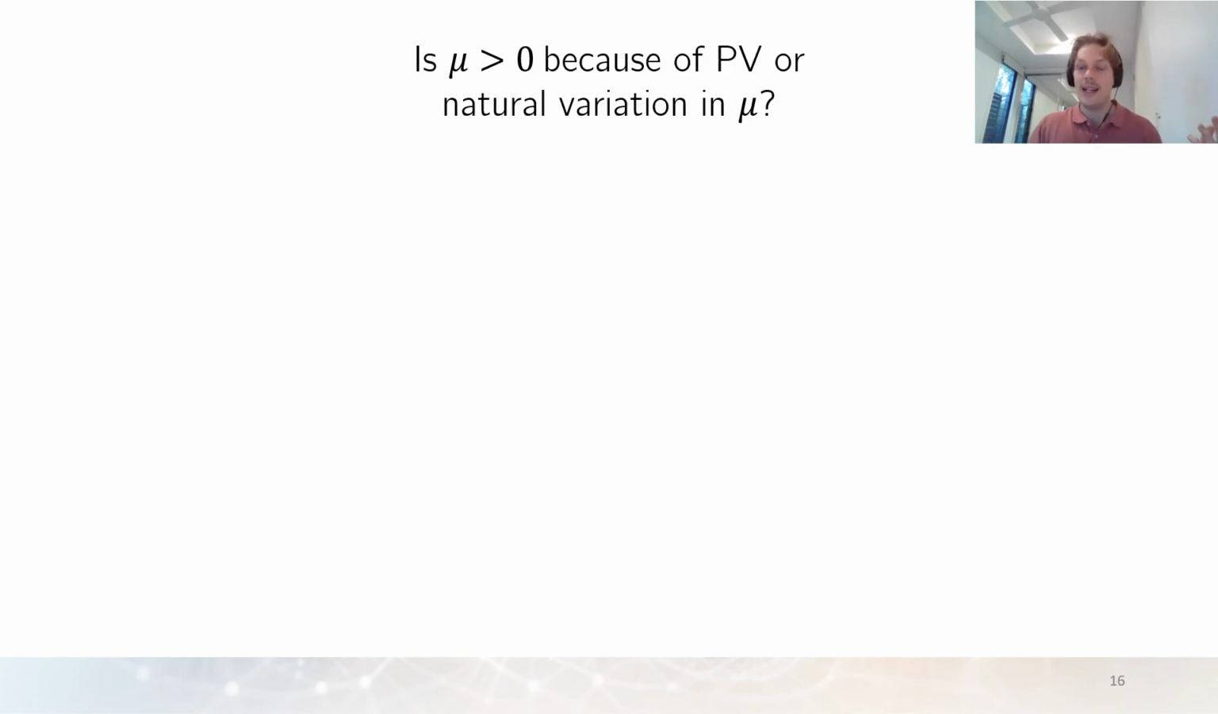But the question is: is mu greater than 0 because of an actual parity violation, or is this due to some sort of natural variation in mu? Had we done our survey in a different spot in the universe, would we have actually seen a low value of mu that would balance out the high value we see in our real data, for example? So it's very important to figure out if what we're looking at is truly an indication of parity violation.